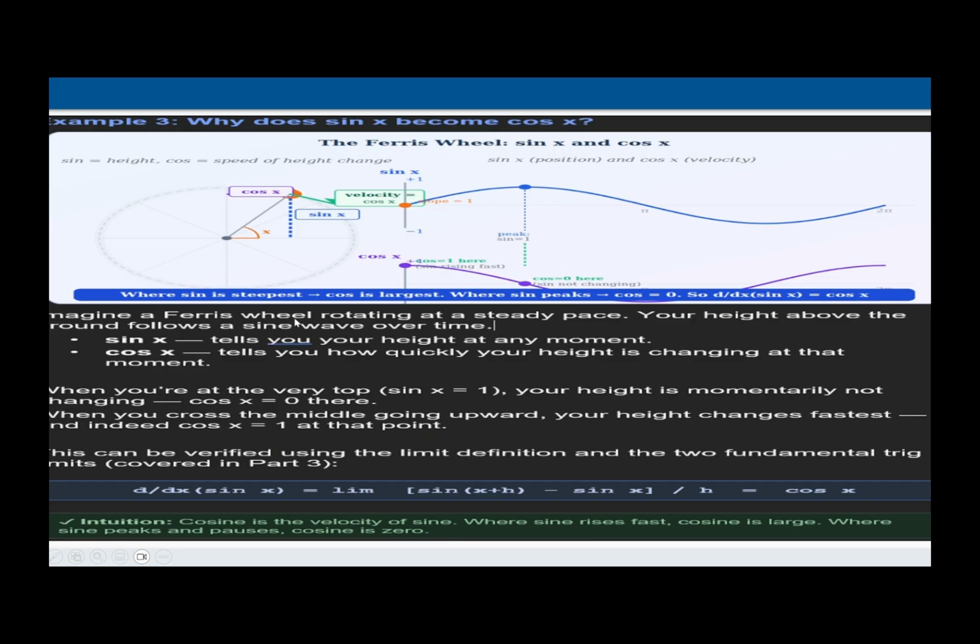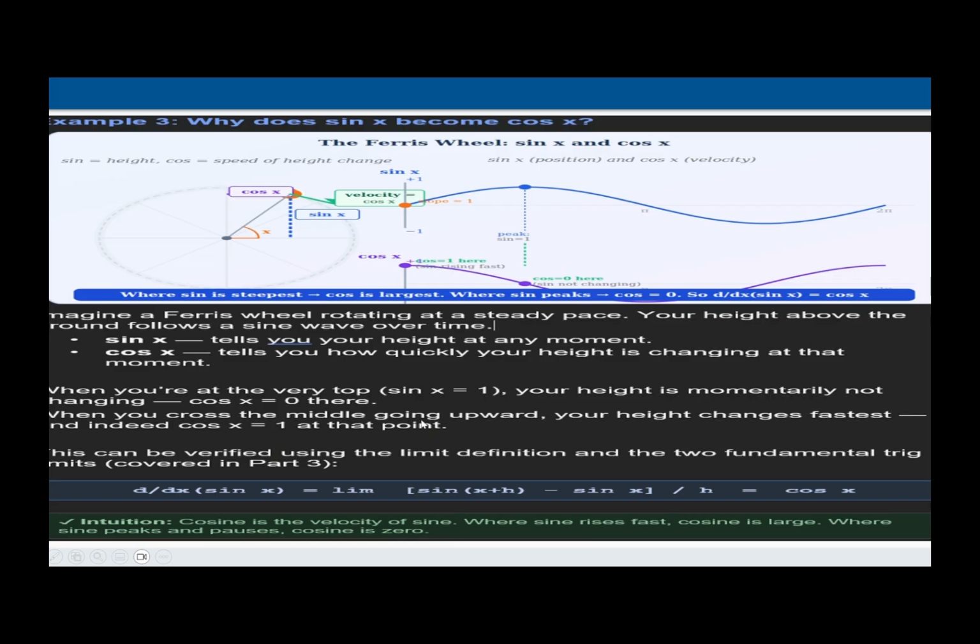So let me explain. Imagine a Ferris wheel rotating at a steady pace. Your height above the ground follows a sine wave over time. Sine x tells you your height at any moment. Cos x tells you how quickly your height is changing at that moment. When you are at the very top, sine x equals 1. Your height is momentarily not changing, so cos x equals 0 here.